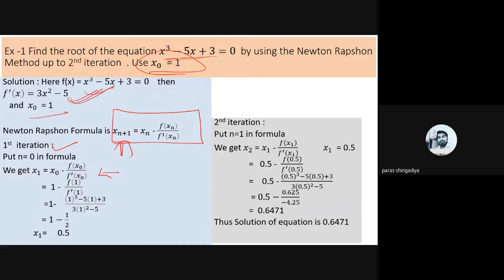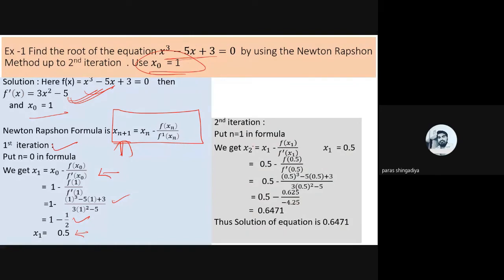And now f of 1 will be 1 cubed minus 5 of 1 plus 3. Okay, so check the answer. And f dash of 1 means 3x squared minus 5, so replace x with 1 in the derivative. So 3 of 1 squared minus 5. Now simplify that, and you will get 1 by 2. After subtracting from 1, it will be 0.5. Okay, so the first iteration of the equation, that is 0.5.